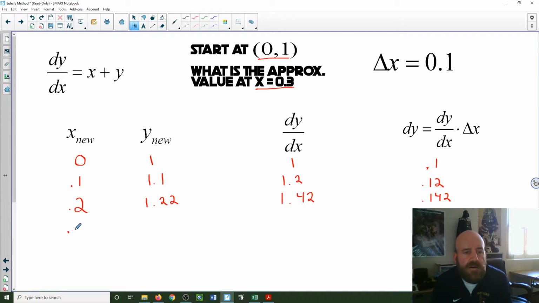And we continue on. So 0.2 plus 0.1 is 0.3. So we're at our target. So that's our target x. We need to find the y. So whatever we get here is our answer. So we're adding on this change in y to our previous y. So we end up with 1.362. So this right here is our approximation at x is 0.3. That's all we've got to do.